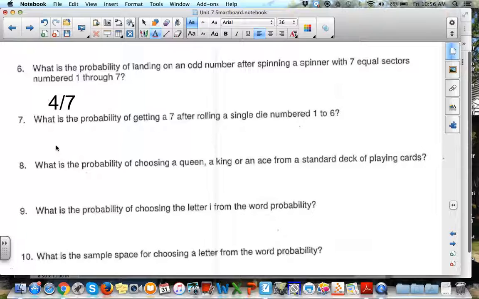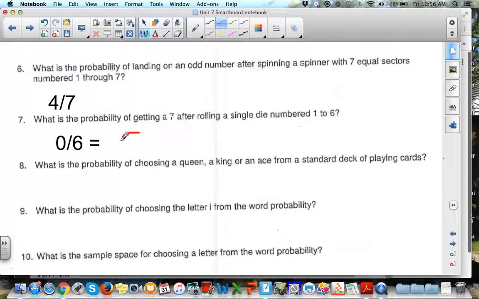What is the probability of getting a 7 after rolling a single die numbered 1 to 6? Well, the number 7 isn't on a 1 through 6 die. So that's a 0 out of 6 chance. We're not going to get a 7. Another way that we can write that is with something called the empty set symbol or the null set. And I'm on my laptop, so this probably isn't going to look good. But it is a circle, maybe a circle. Pretend that's a circle with a line through it.